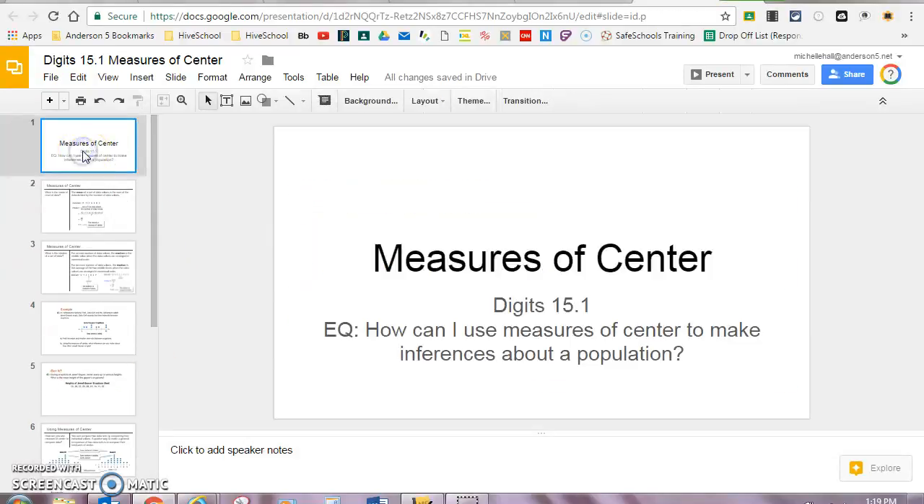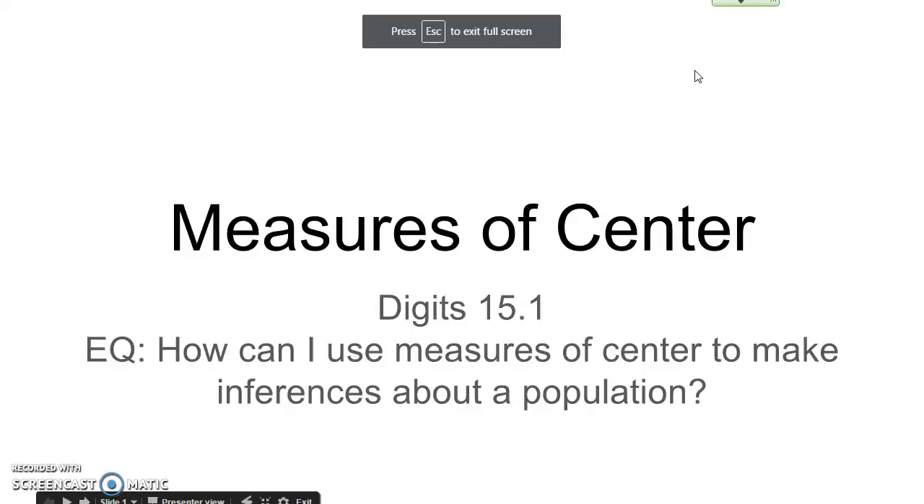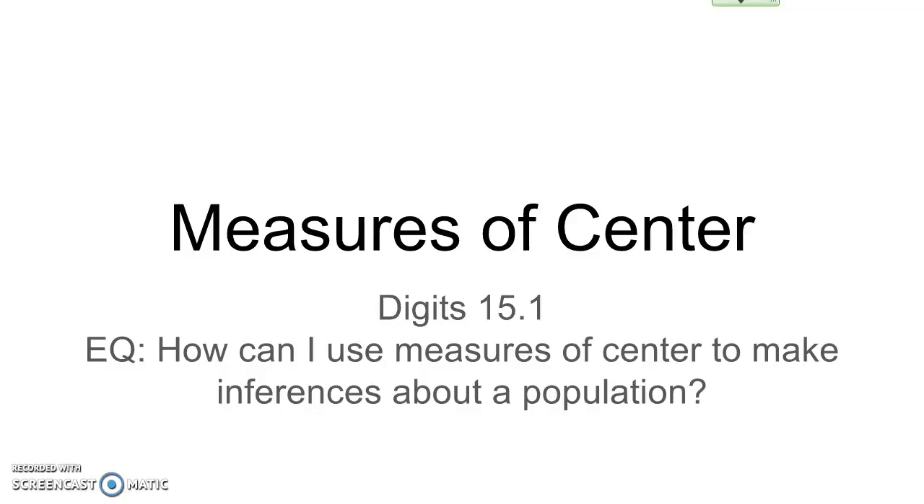All right, today we're moving on to our next lesson in our statistics unit, which is called Measures of Center. This goes with digits 15.1. So in your table of contents, write the title of the lesson, Measures of Center, and then the EQ for today. You need to set up your next page in your spiral notebook, title at the top, Measures of Center, and then the essential question for today: how can I use measures of center to make inferences about a population?